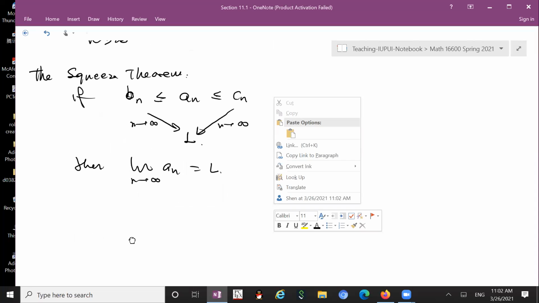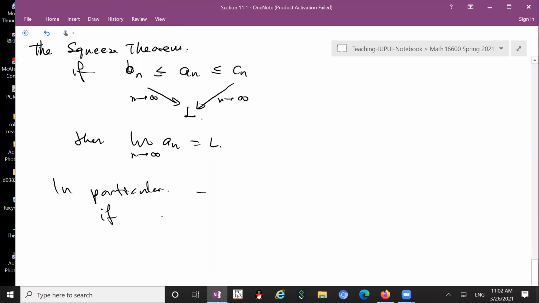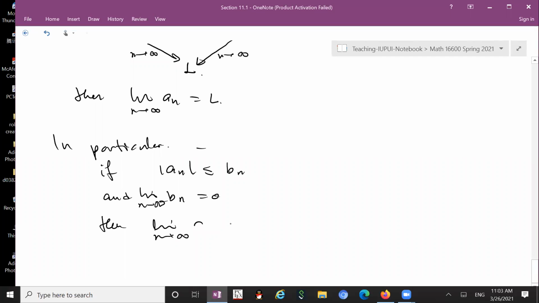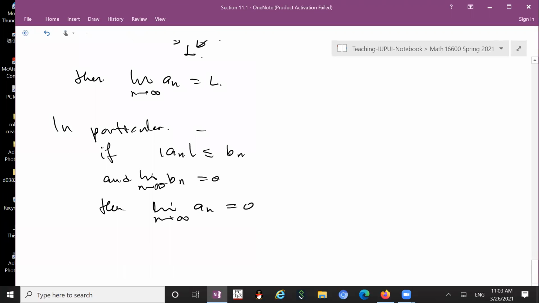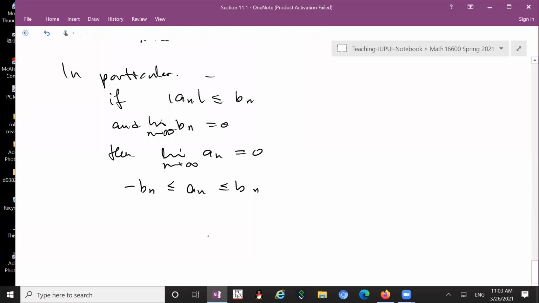In particular, if the absolute value of a_n is less than or equal to b_n, and b_n approaches 0, then the limit of a_n is also 0. The reason is the absolute value of a_n is bounded by b_n, b_n approaches 0, so the absolute value of a_n approaches 0, so a_n approaches 0. You can also apply the above general result: a_n is between those two, one approaches 0, the other approaches negative 0, and negative 0 is 0, so a_n approaches 0 too.